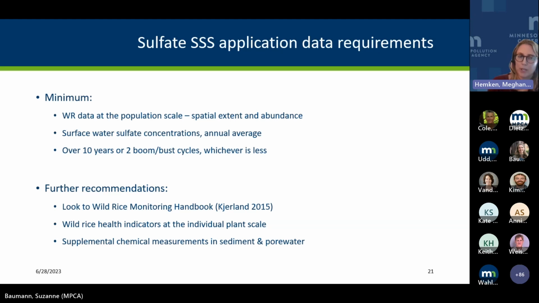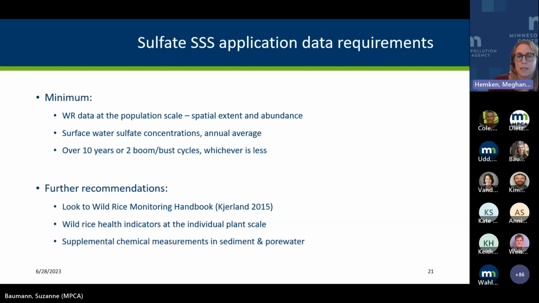So given what we know about wild rice health and some of the more recent literature on population dynamics, to support a demonstration that the beneficial use will be supported, we need significant wild rice health data and an analysis in any site-specific standard application. At a minimum, we need the current ambient sulfate concentrations along with these wild rice health data to show the linkage of those two pieces, as I've said.